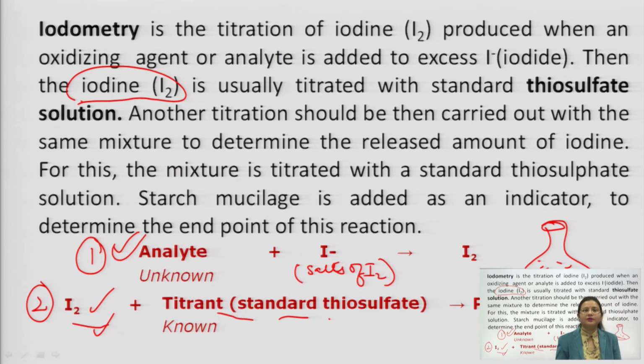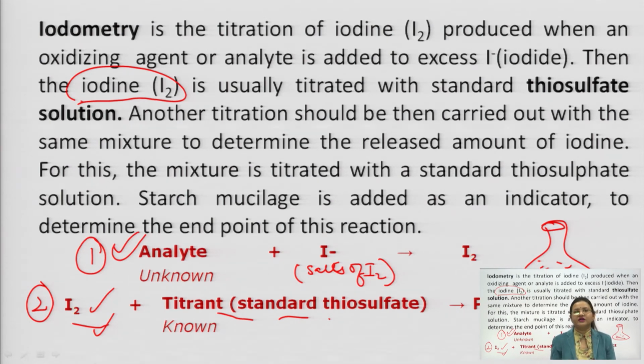That's why all the blue color goes colorless, because all the iodine is consumed and starch alone doesn't give blue color. It gives blue color only in the presence of iodine. So another titration should then be carried out with the same mixture. The same mixture is titrated again with standard thiosulfate solution to determine the liberated amount of iodine.